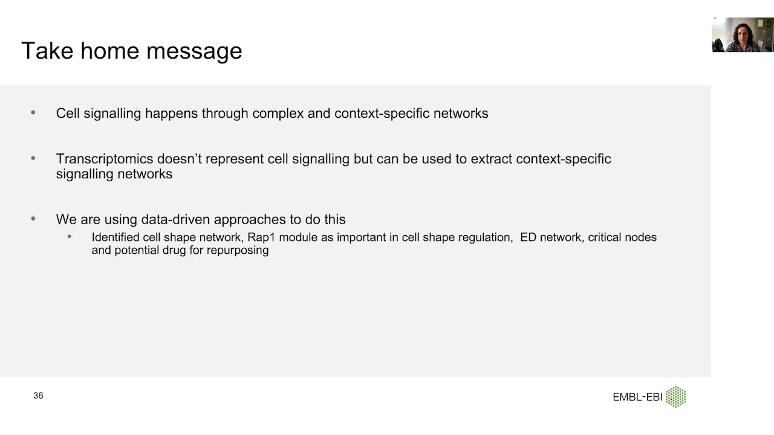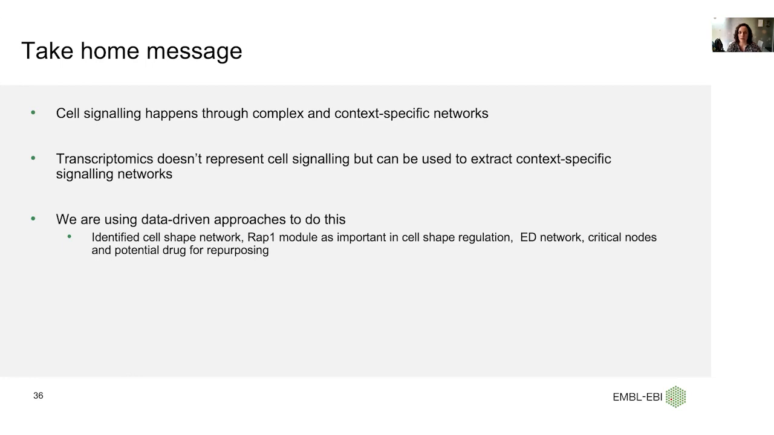And with this, I would like to finish, and I just want to summarize the general message of the talk. So cell signaling happens through complex and context-specific networks, and our current way of studying them using the annotated pathways as the gold standard does not allow us to study this kind of context-specific regulation. There's a lot of valuable transcriptomics data sets out there that can be used to study cell signaling, but we cannot immediately translate them to signaling networks. But by anchoring our analysis on transcription factor activities, we can use them to extract context-specific signaling networks. And in my group, we're using different data-driven approaches to do this. And I showed you 2 examples.